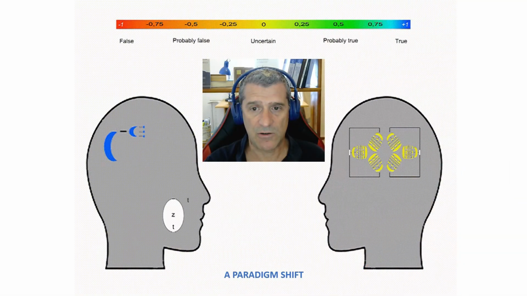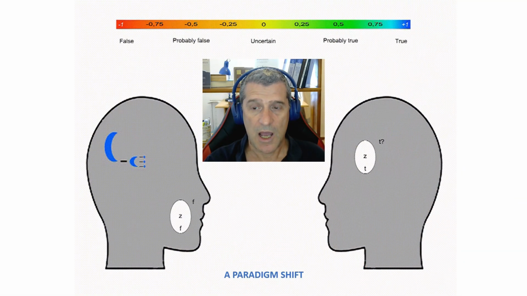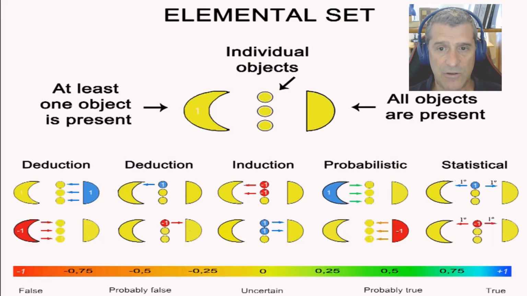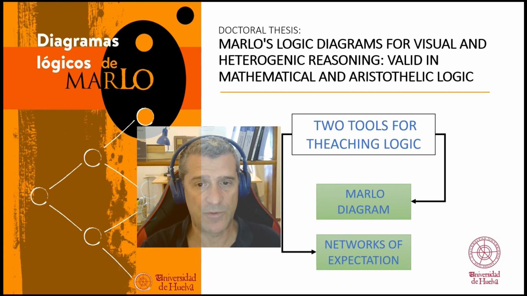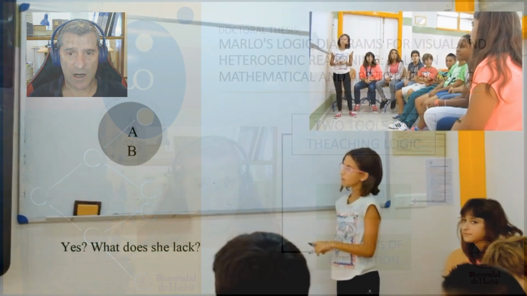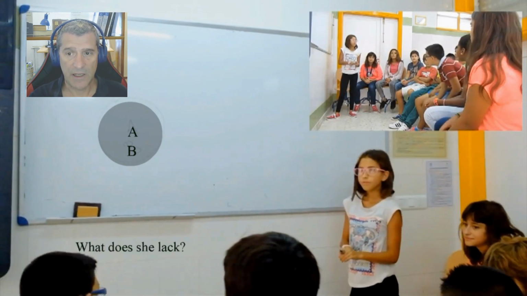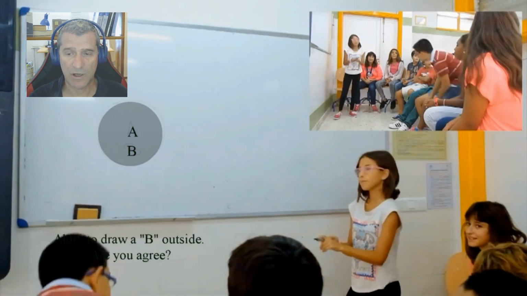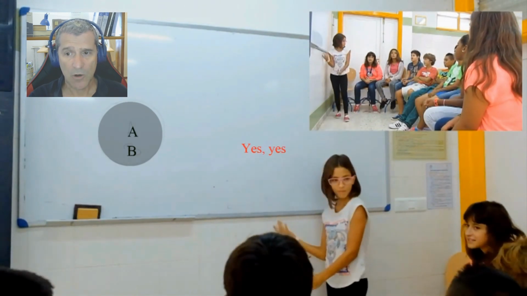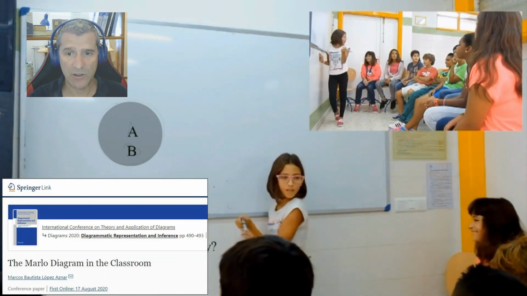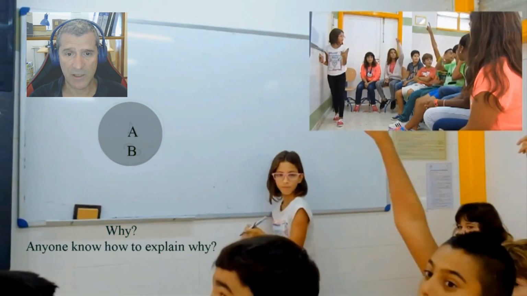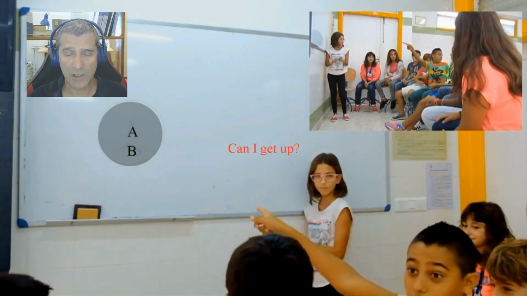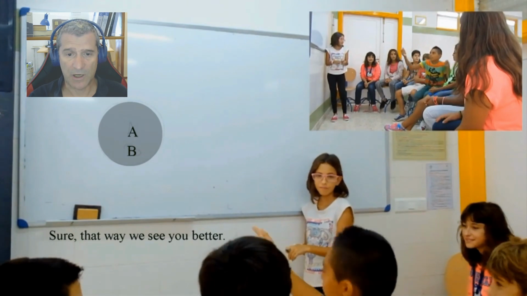Marlo's diagrams and Marlo's networks of expectations are tools for teaching logic included in the doctoral thesis "Marlo's logic diagrams for visual and heterogeneous reasoning." These diagrams are complex but not complicated, essentially when we work with children with no prior knowledge of logic. With them, I have really improved the logical performance of my students in a spectacular way, both with syllogisms and with the propositional calculus.